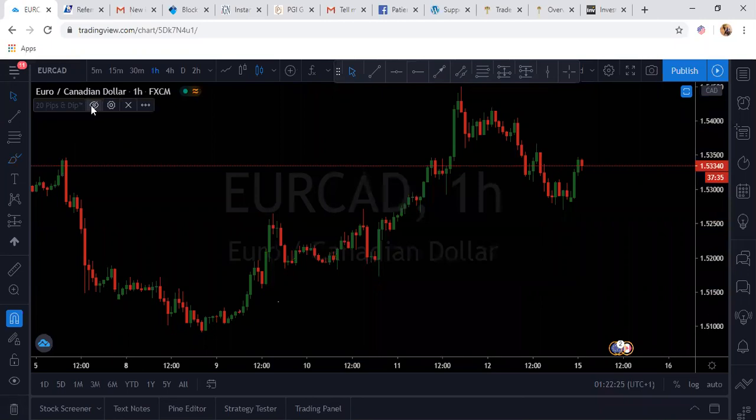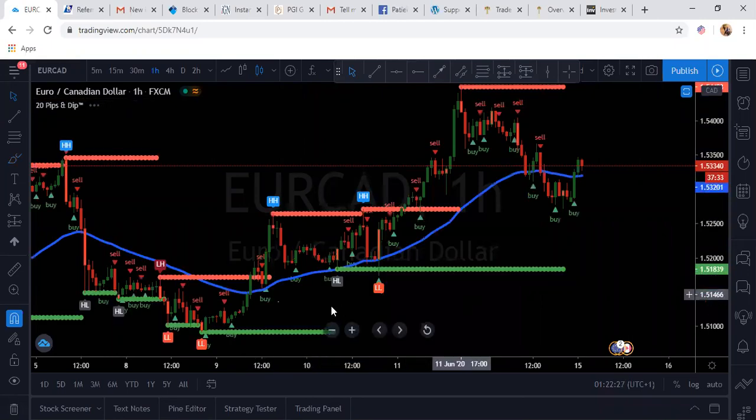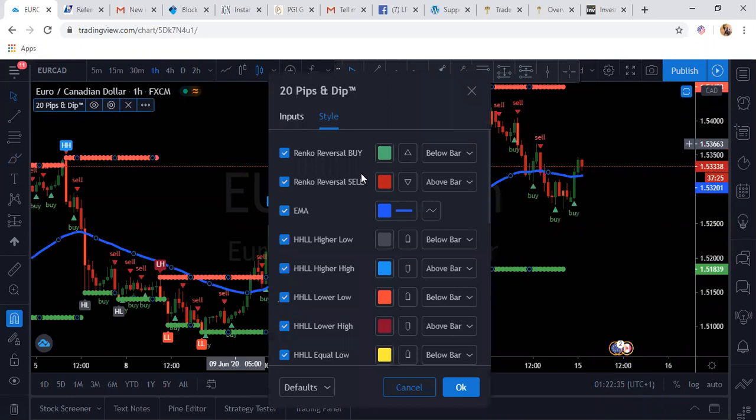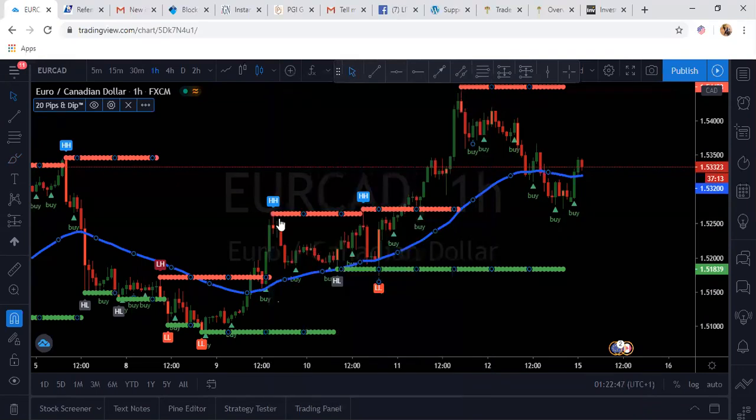So when you pull out your indicator, which is a 20 pip and dip indicator, already the indicator has the moving average showing you that we are in an uptrend. So what I usually do here is go to the settings of the indicator and take off the selling opportunities. I'm only looking for the buys, because we are in an uptrend.